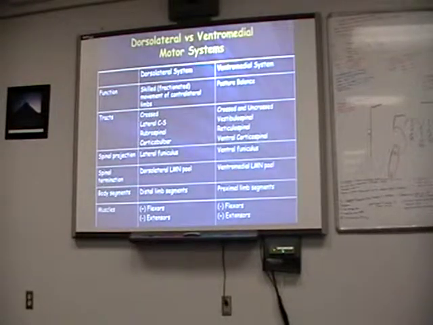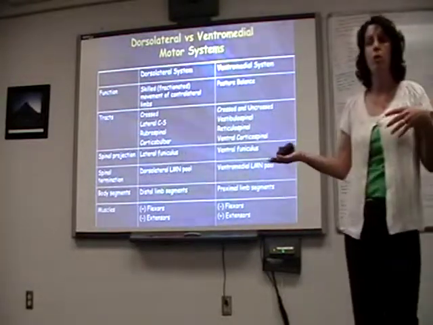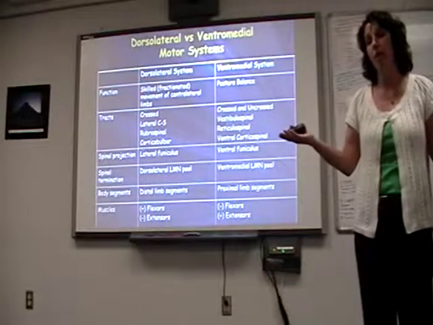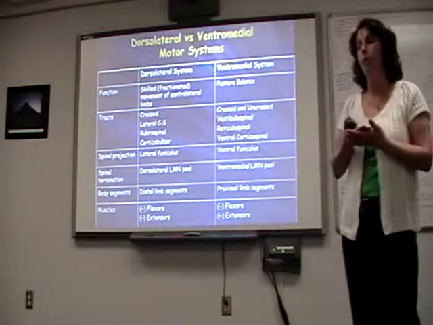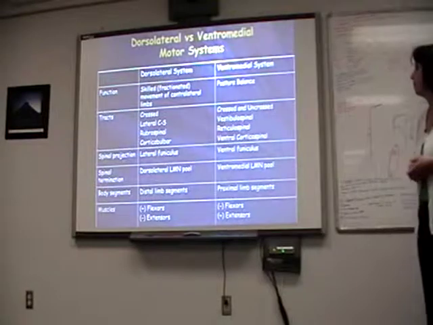As far as the motor neurons they're activating in the spinal cord, it's going to be our dorsolateral motor neurons, which are going to be our extremities, for the dorsolateral pathway, versus ventromedial neurons.